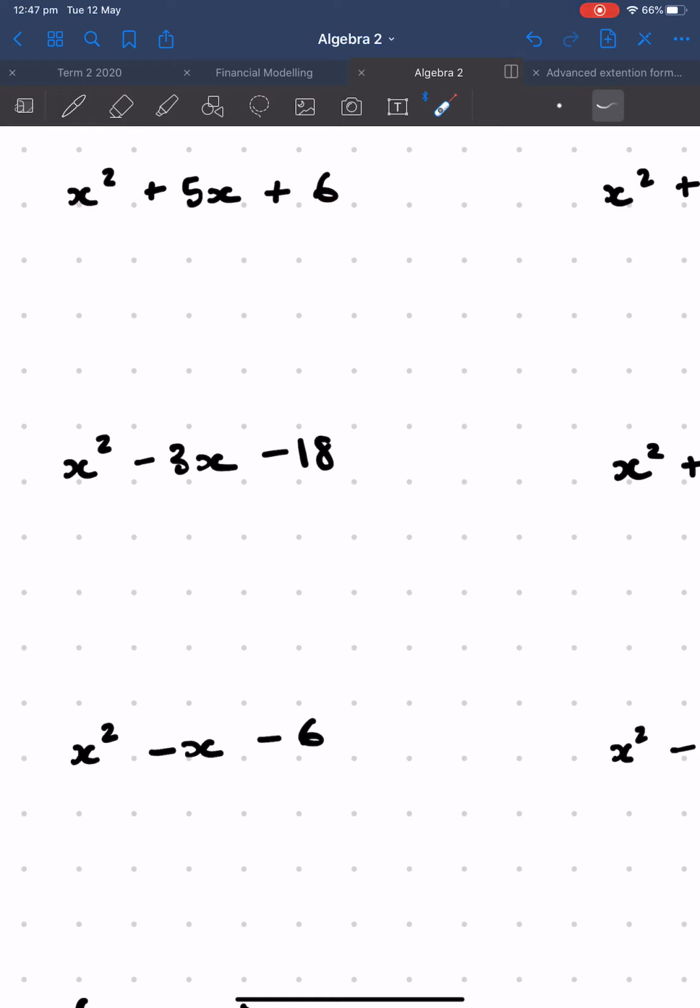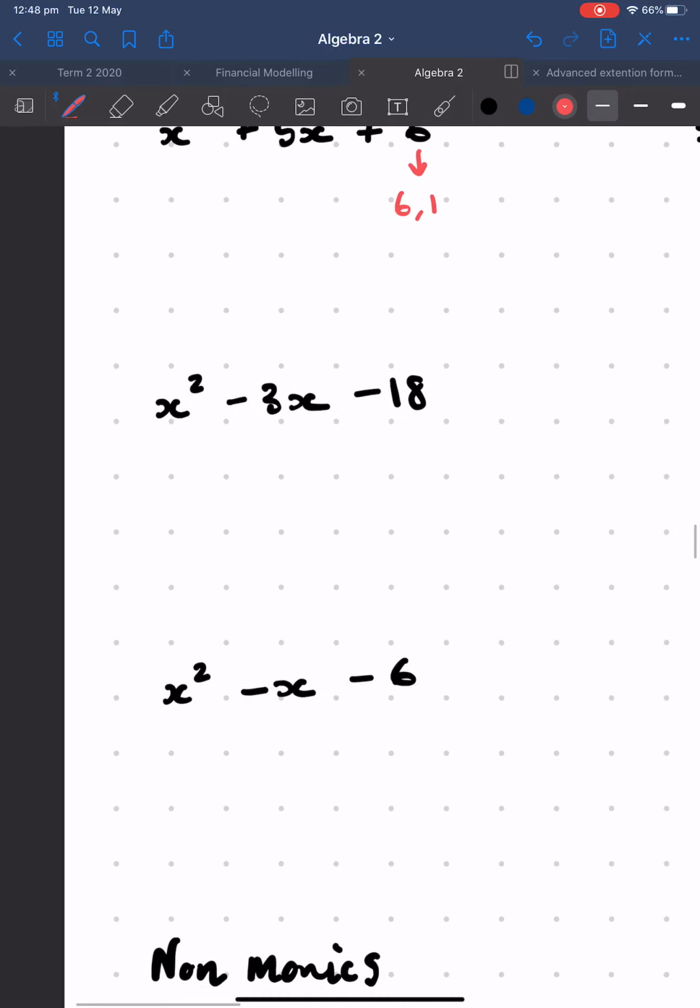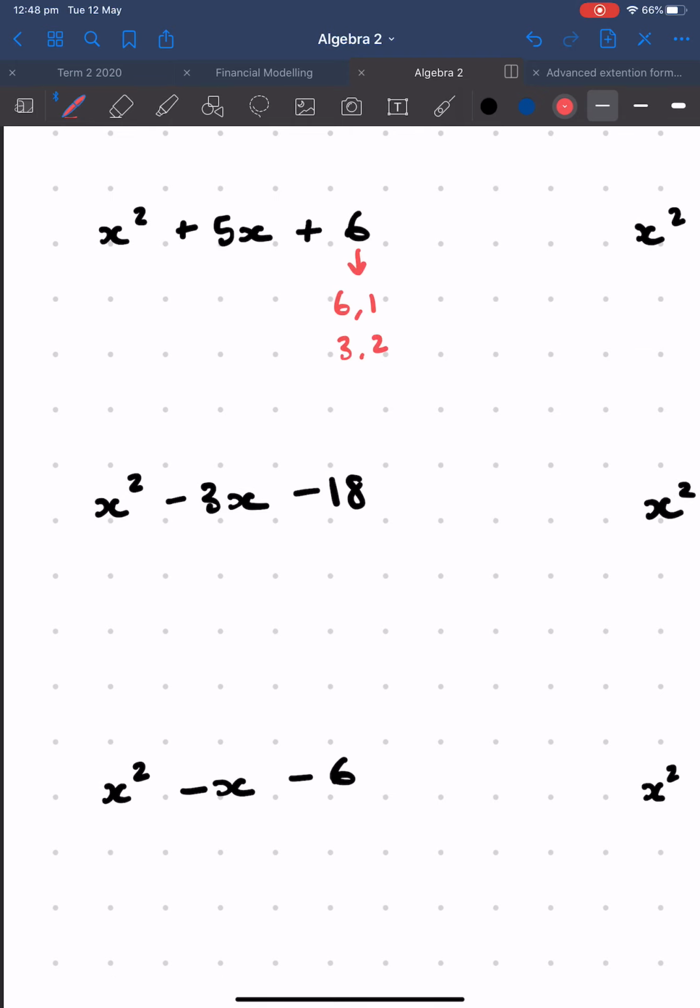The trick is that we need to figure out what makes 5 that's going to multiply to 6. The easiest way to do that is to consider what are the factors. Now factors are numbers that multiply together to make 6. So you've got 6 times 1, or you could have 3 times 2. Now you could have 1 times 6 and 2 times 3, but we don't need to repeat those. And then what you need to consider is, can I use these numbers to make 5? Now notice it's positive 5, that's really important.